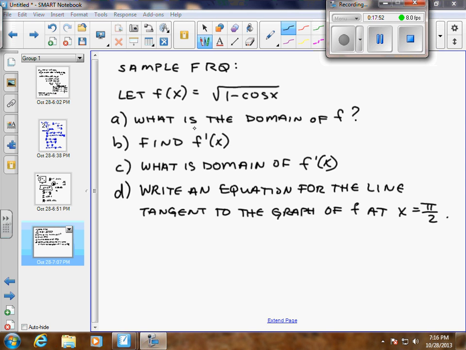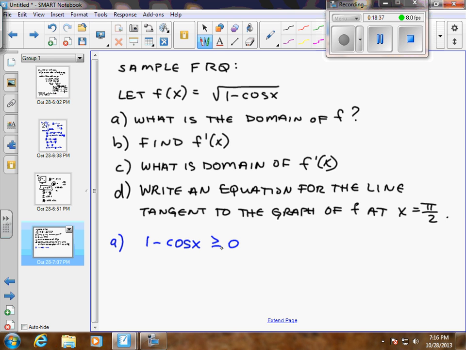In part A, what is the domain of f? Well, when I'm finding the domain of a function, I check two things. I check to see if it has a radical, because if it has a radical, I need to make sure that the part underneath the radical is positive. The other thing I check is to see if it has a denominator, because I don't want the denominator to be 0. So for this particular problem, we don't have the denominator thing, but we do have the radical. So we need to make sure that 1 minus cosine of x is greater than or equal to 0.